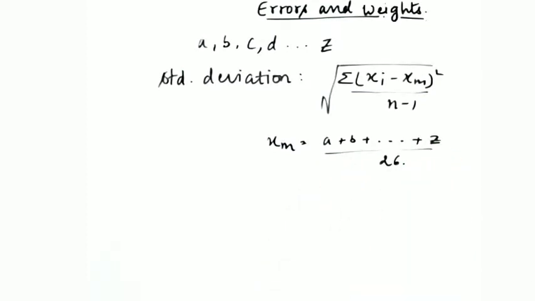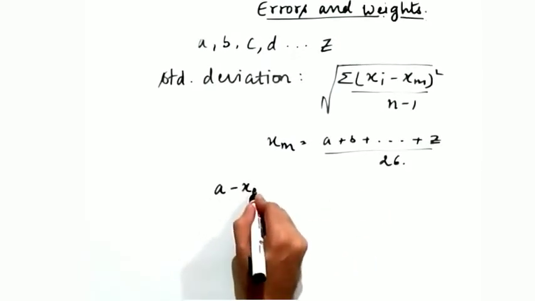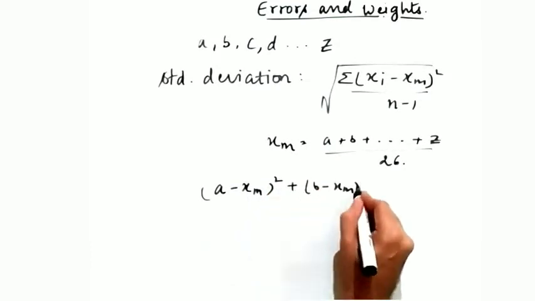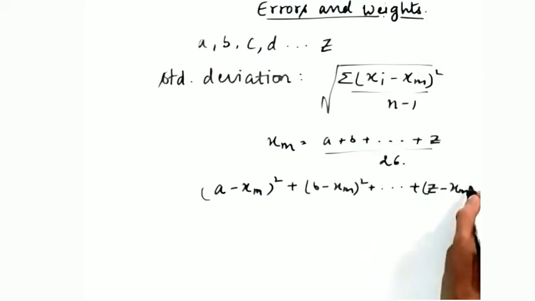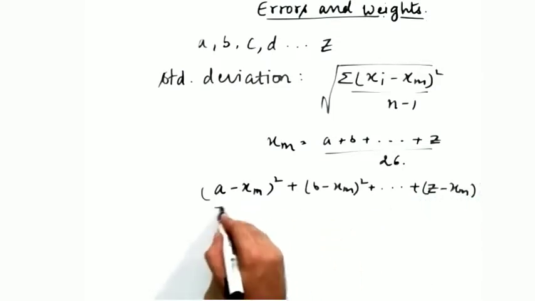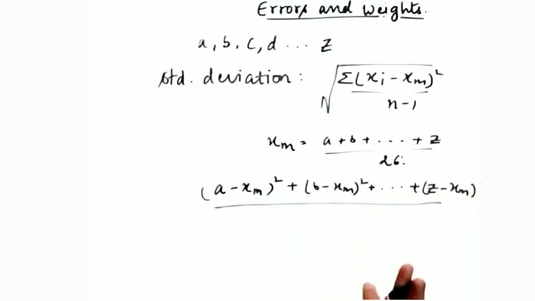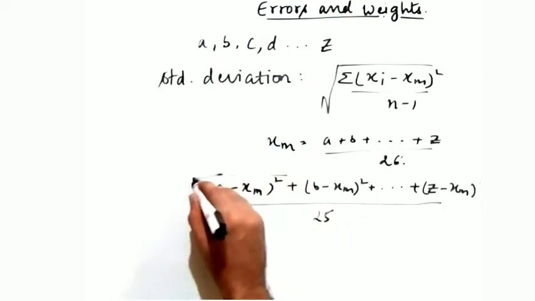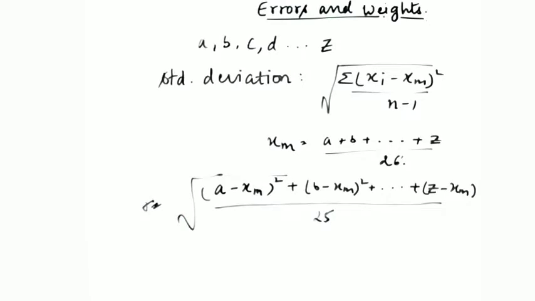This is the mean. Now you have to consider every observation: (A minus xm) squared plus (B minus xm) squared plus dot dot dot plus (Z minus xm) squared, and you divide it by 25. The mean is divided by 26, but this is divided by 25, and you take the square root of this complete value. This gives you the standard deviation of all the observations.